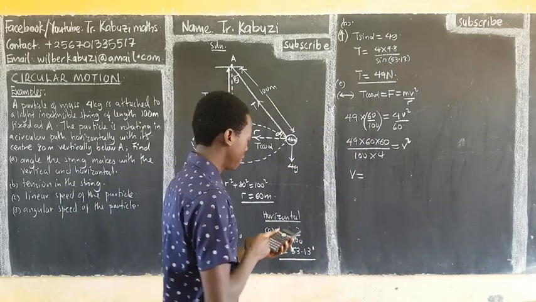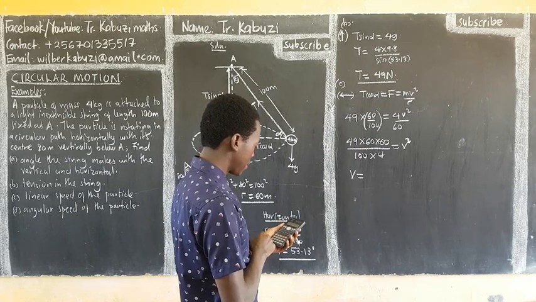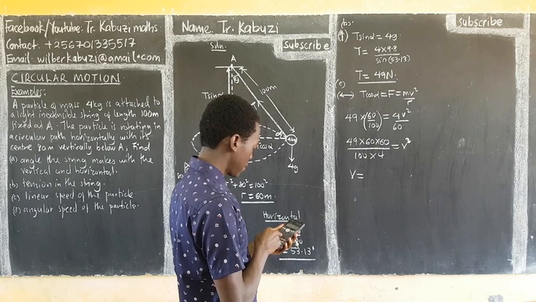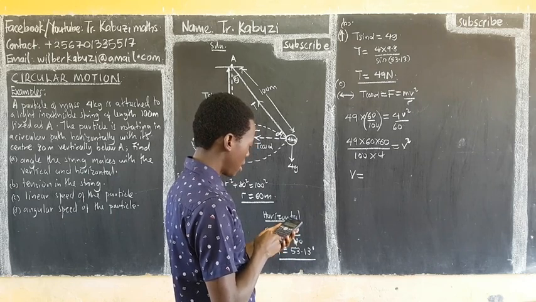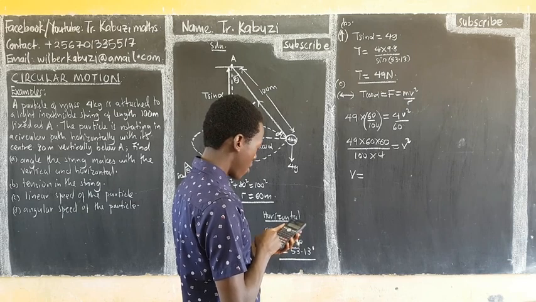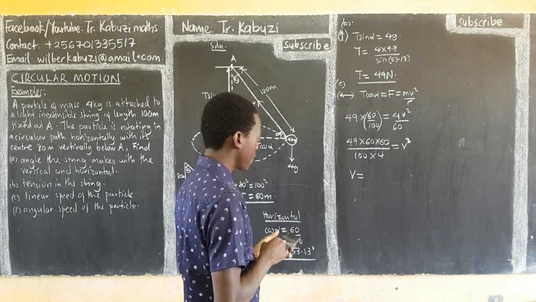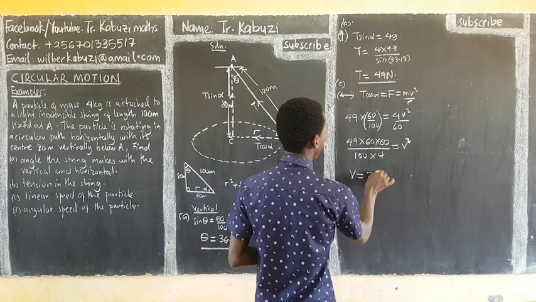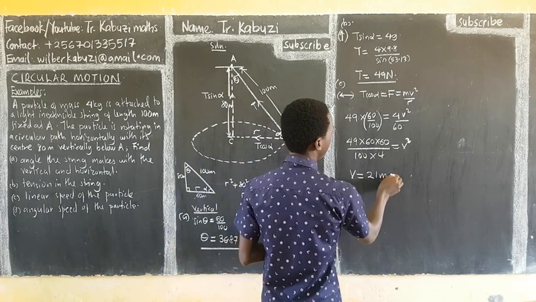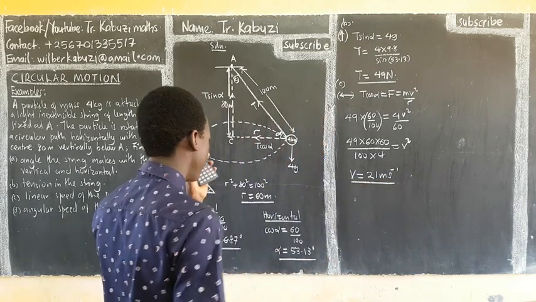So our v there is going to be the square root of that, divided by 400. Root answer. So I'm getting 21 meters per second. This is now my linear velocity.